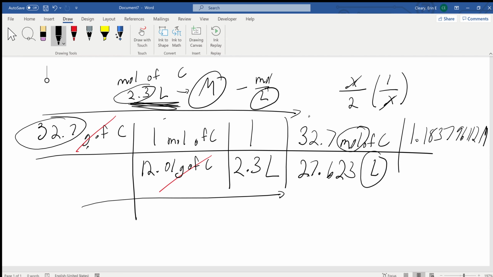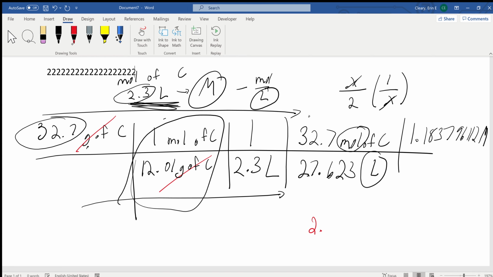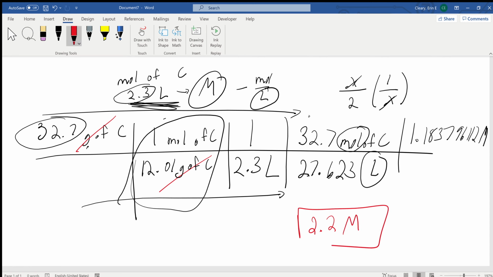that your conversion factors are perfect, with the exception of values that you've been given, like how we were given that we have 2.3 liters. But stuff like 1 mole of carbon is 12.01 grams of carbon, just assume that's perfect. That doesn't affect your sig figs. But either way, we only have 2 sig figs for this problem, so our answer would be 2.2 molar solution of carbon in water.